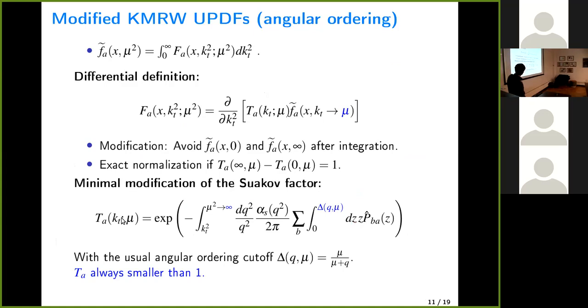I change the notation a bit here. I put this dot comma because there is still a dependence on mu because of the angular ordering cutoff. But the kt integral now does not mean that you have an integration of kt to mu, but the integration is from kt squared to infinity. But there is still a dependence on mu here. Okay, so just this small modification will solve all the issues. And basically, in my opinion, it does, because now this normalization condition is fulfilled.